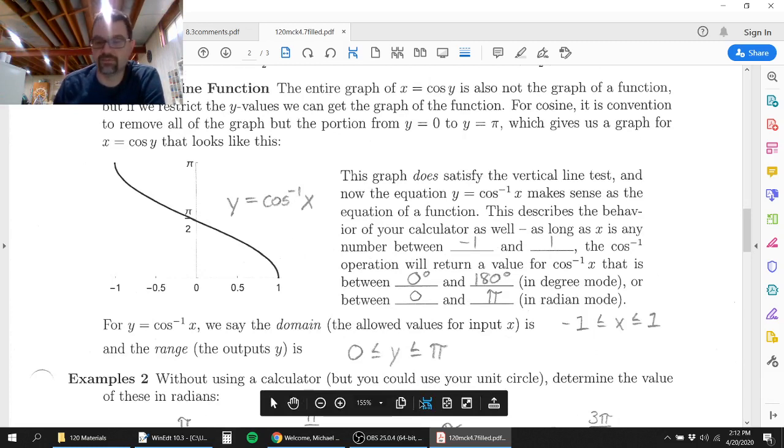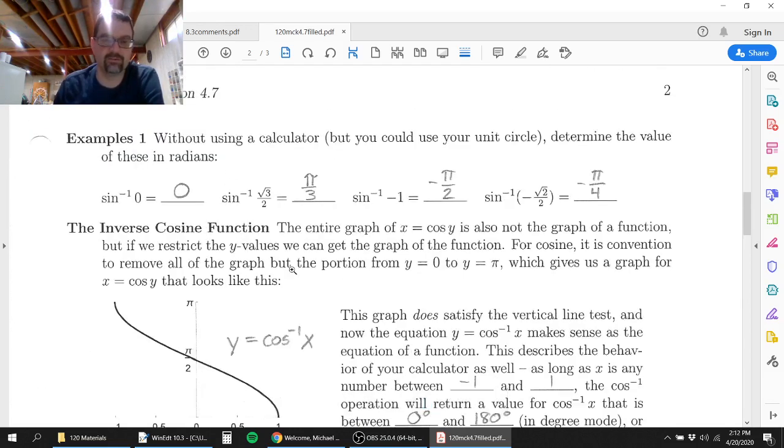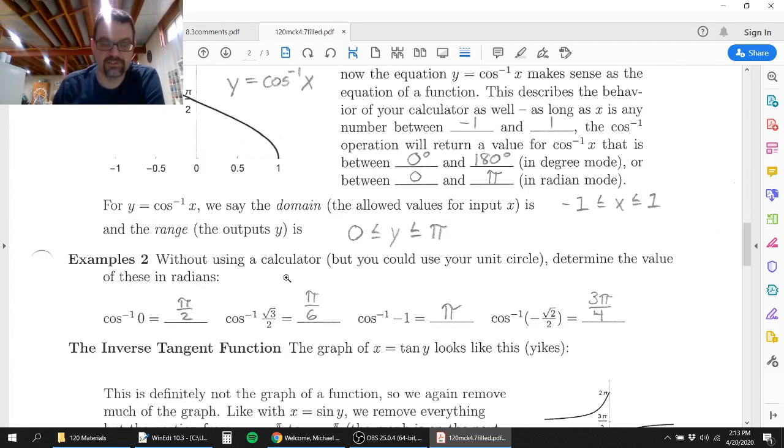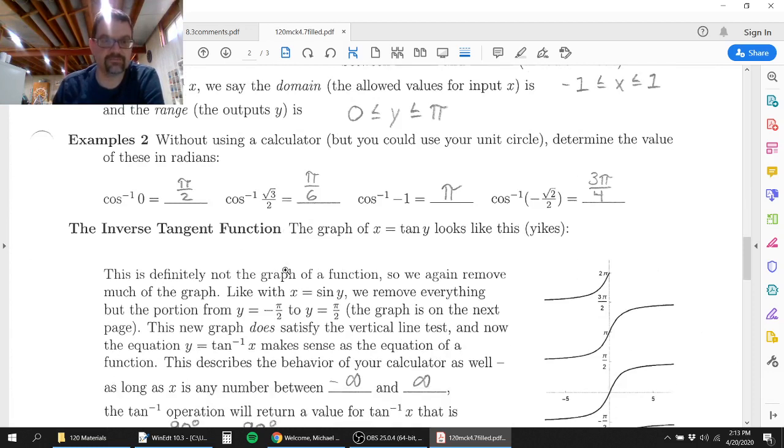So for examples number 2, you could give those a try on your own, but I'm going to go over them here in just a sec. It's the same concept as up here with example 1. What's the angle whose cosine is? Fill in the blank. All right, so if you want to go do them, pause the video and try them out, and I'm just going to go down and go over them. So here's what we get for answers.